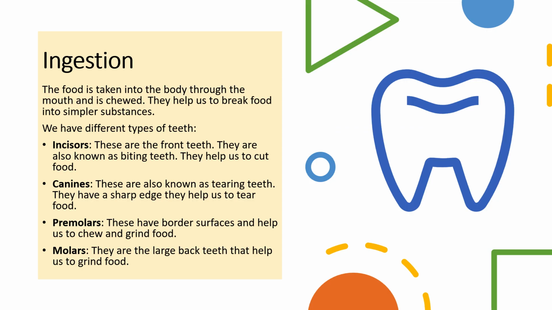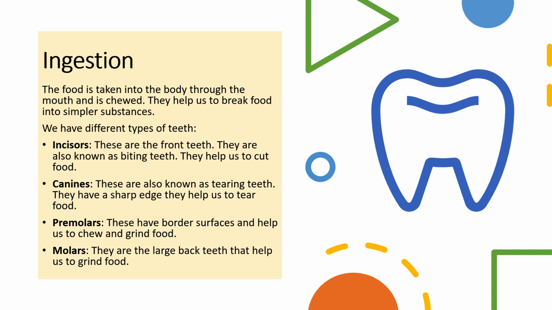The food is taken into the body through the mouth and is chewed. Teeth help us to break food into simpler substances. We have different types of teeth. Incisors are the front teeth. They are also known as biting teeth. They help us to cut food.